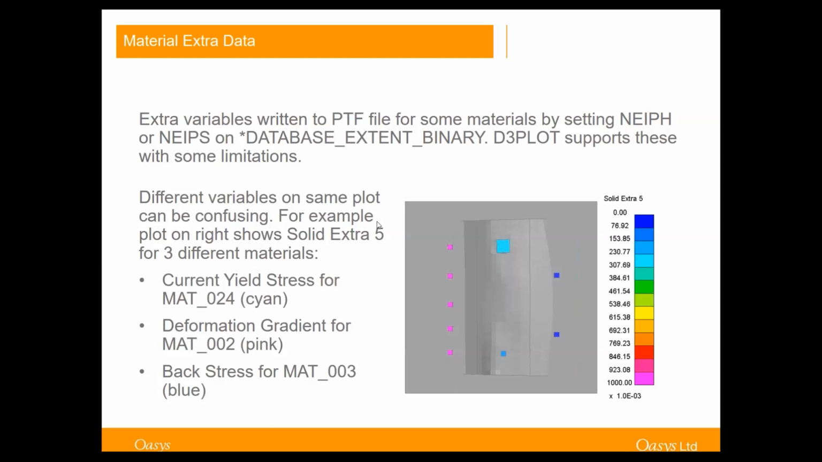And then finally, elements with different materials that use the same selected extra variable are contoured together, even if that variable represents different things, which can make it difficult to interpret the plot. So in the image you can see here, there are 3 materials that all use component solid extra 5, but for each material it represents a different physical quantity. So that makes that kind of contour plot quite difficult to interpret.